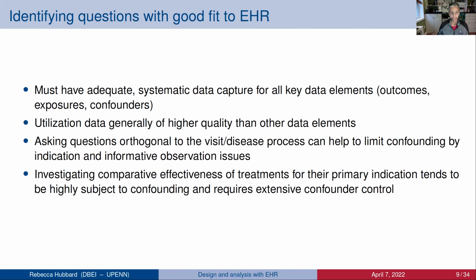And if we are interested in comparative effectiveness questions, asking questions that are orthogonal to the visit process or the disease process can help to limit challenges that arise, such as confounding by indication and informative observation issues. And what I mean by that is when we ask a question about the outcomes of a treatment for the indication that that treatment was prescribed for, there's a very high risk of confounding by indication.